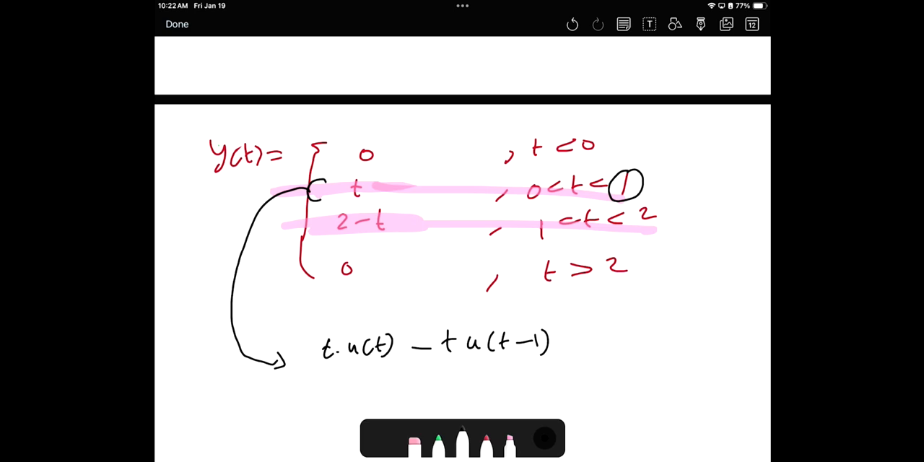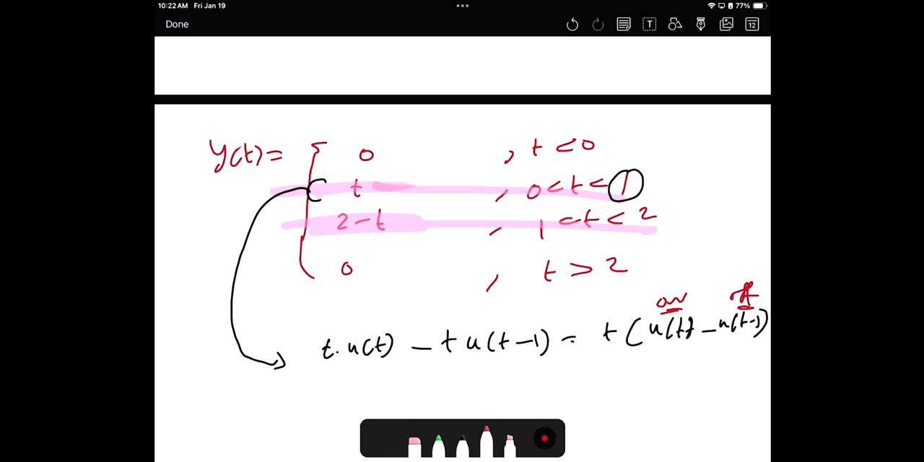Okay? T is a factor. Now we have u of t. It will start from t equals 0, then go back to 0 at t equal 1. Or in other words, we will say t as a factor, u of t minus u of t minus 1, such that this is the on time, this is the off time. It is on at t equals 0, it's off at t equal 1 with this one. Okay? Any questions? So far so good?